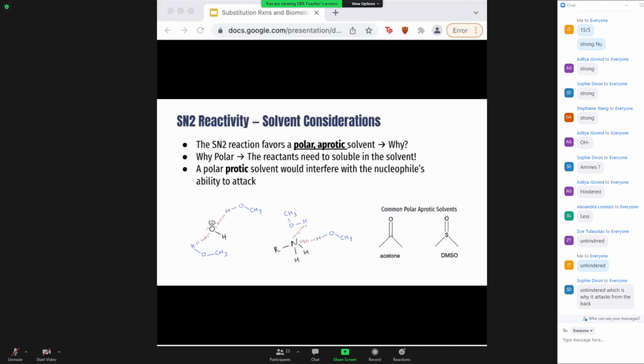Okay, so another important thing to consider: the SN2 reaction favors a polar aprotic solvent. Why is that? Hexane is definitely aprotic, but it would make a really terrible solvent because your reactants would not be soluble in hexane. Aprotic means that there is no ionizable proton, so it's not acidic effectively. It doesn't have any acidic protons.